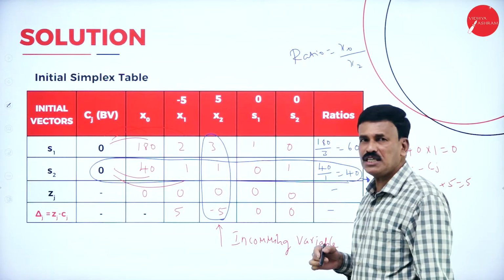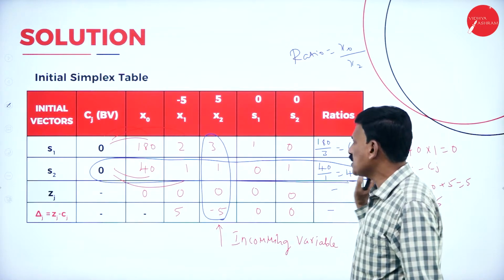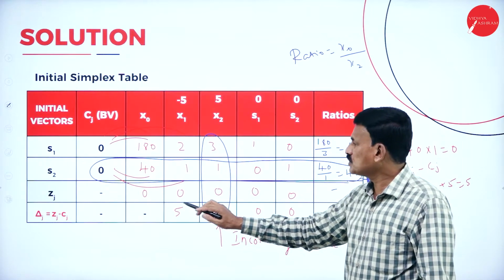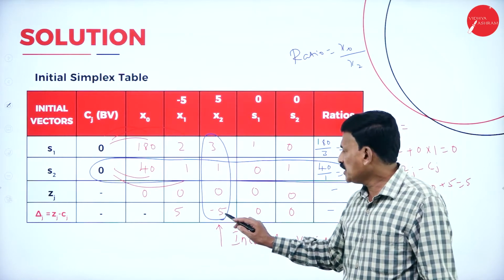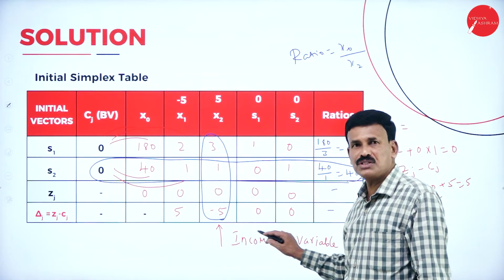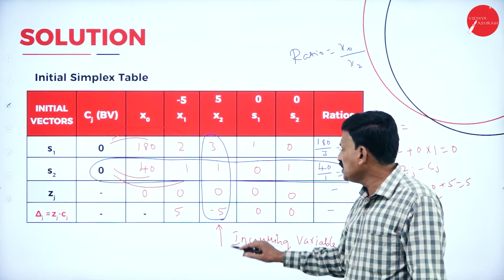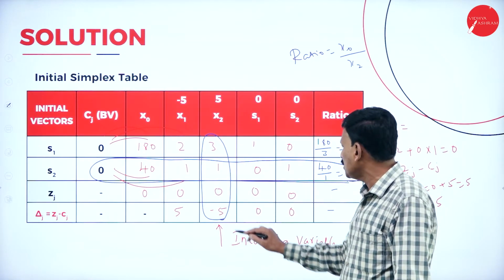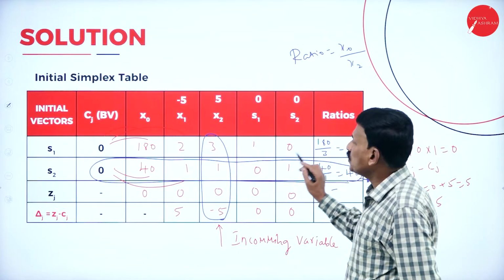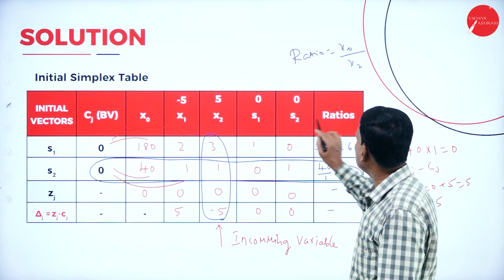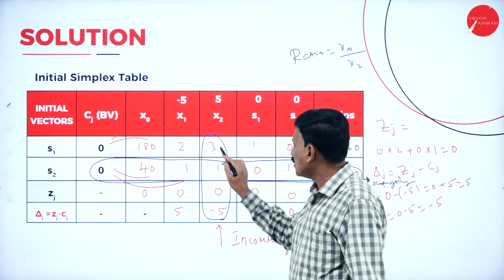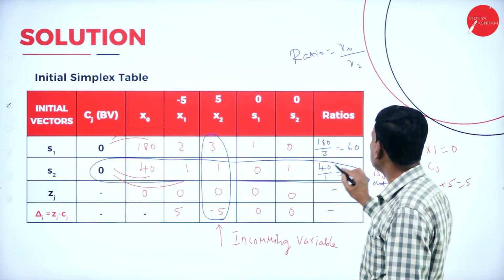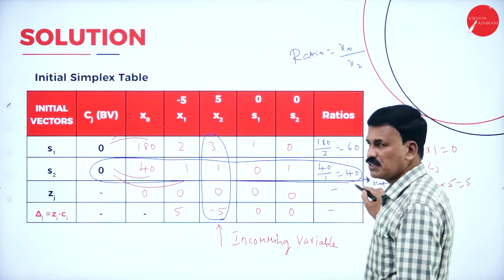Now listen to me here. This is the initial simplex table. Find out the value of delta j is equal to zj minus cj. Identify the least negative value in the last row. After identifying, mark this as the incoming variable. Then find out the ratio. The ratio is calculated using the formula x naught divided by the incoming variable x2: 180 by 3 and 40 by 1, that is 60 and 40.